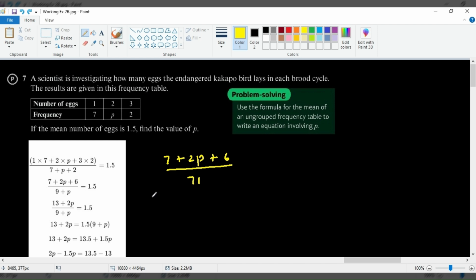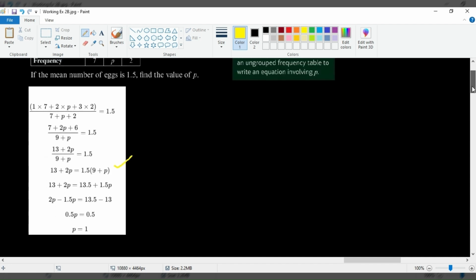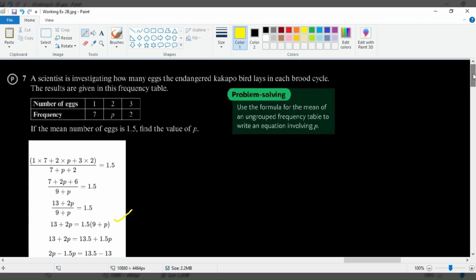And once 9 plus p is taken to the other side of the equal sign, it's going to be something like this. And so once we solve this equation, we can find the value of p. This was the last question of this exercise 2B.